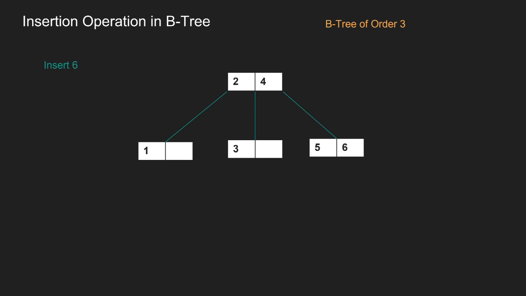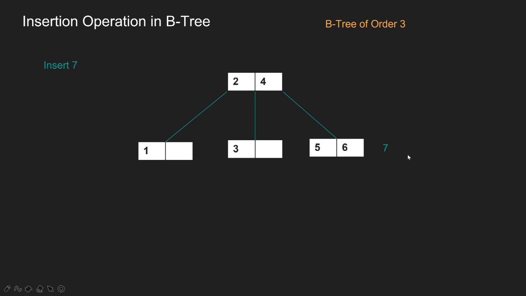Insert 6. We will find 6 is larger than 4. We will find this node. It's also a leaf node, and 6 is larger than 5. So we will need to insert into this node, and it also has an empty position. So we will insert 6 into this node.